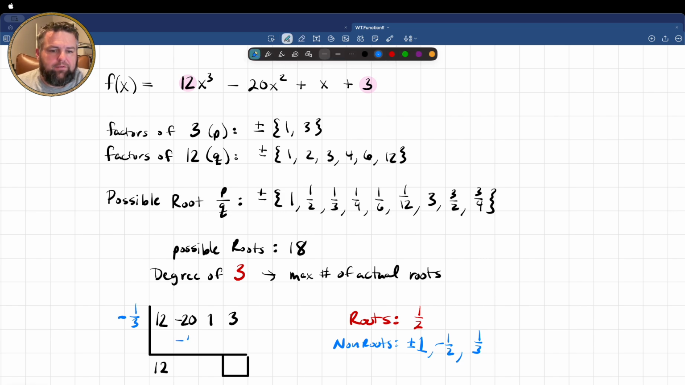Okay, so it'll be negative 4, negative 24, 8. That'll be 9. Negative 1/3 of 9 is negative 3 and 0. So it looks like we have another root at negative 1/3. So we just need one more. Let's test 1/4.